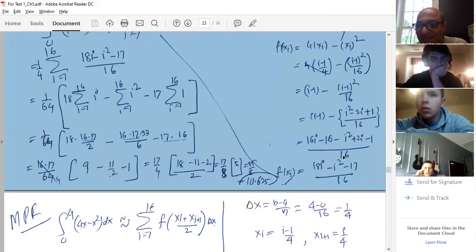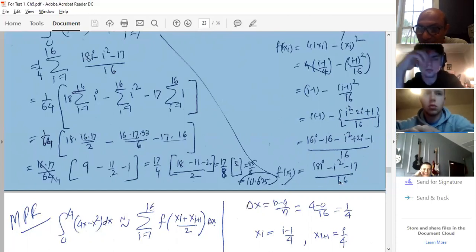Anyway, now if I simplify this one, 16i and 2i is 18i, i square as it is, negative 16, negative 1 is negative 17, divided by 16. Now my f of xi is this expression. I am going to use this expression in my formula. So always you have to count this one separately before you start counting your left hand rule or right hand rule, whatever it may be.